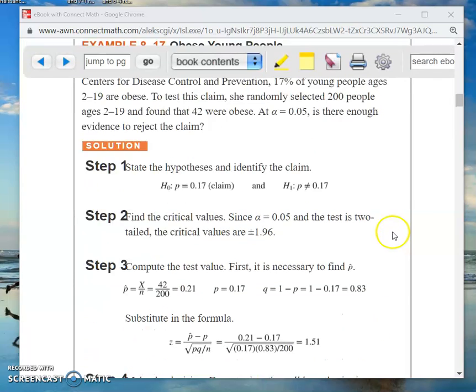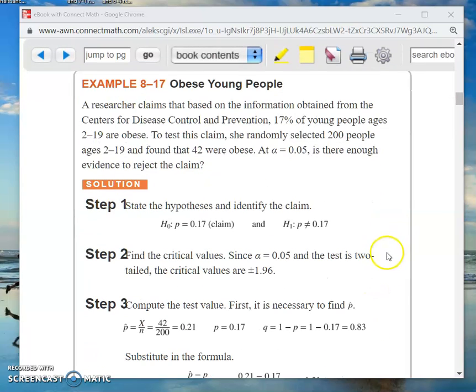Now you can see why someone might say this, right? You can see why someone might say, hey, wait a second, you say that 17% are obese. I just picked these people at random. I took 200 people at random, and I got 21% are obese. I think your estimate is low. I don't think it's 17. I think it's higher than 17, or if it isn't higher, it's got to be something different.